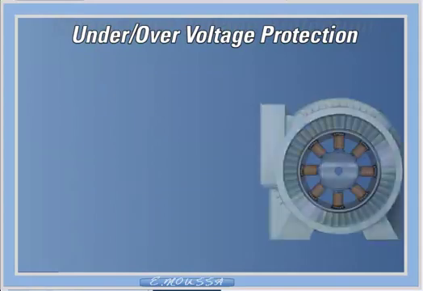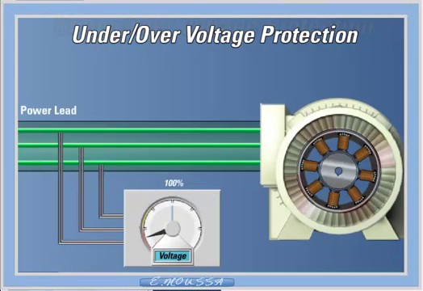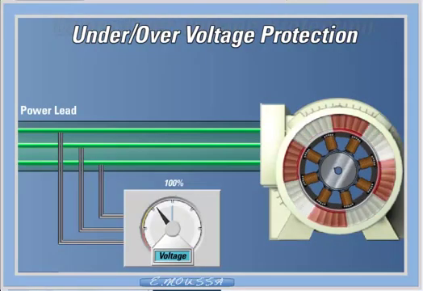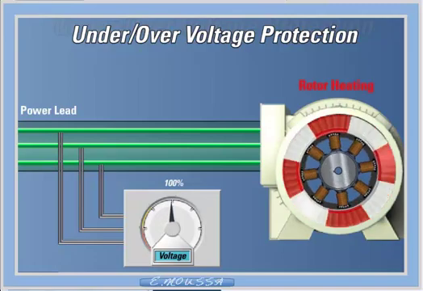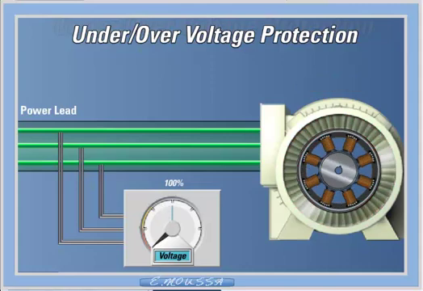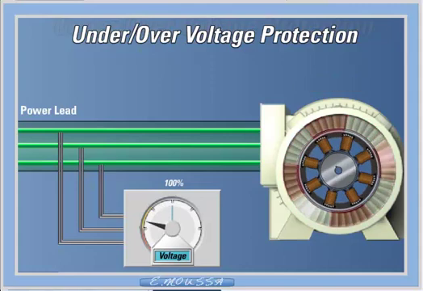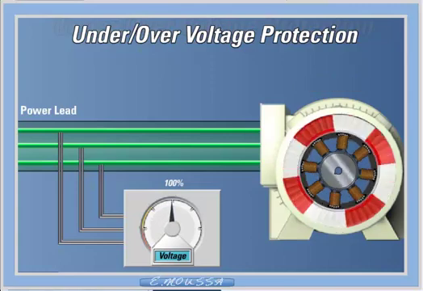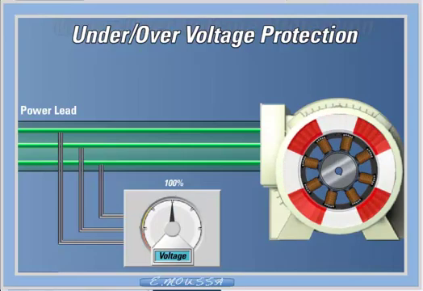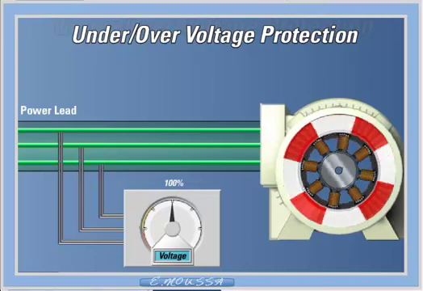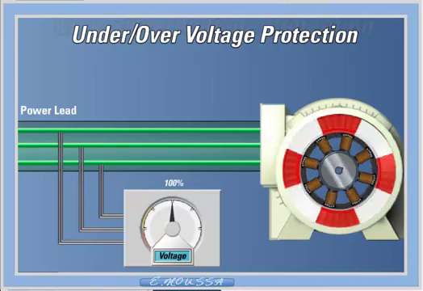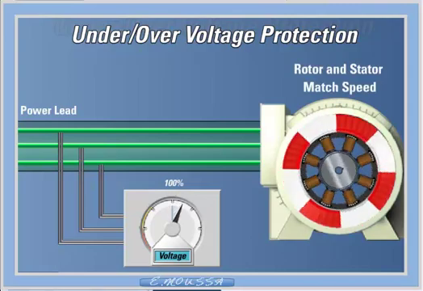Under and over voltage protection. In an under voltage condition, the stator field will be weak. To compensate for the weak stator field, the slip will increase, resulting in increased rotor current and rotor heating. If, on the other hand, the motor is in an over voltage condition, the increased voltage produces a marginal increase in field strength, but a large increase in stator heating. The rotor will slip a bit less, resulting in a slightly decreased rotor current.